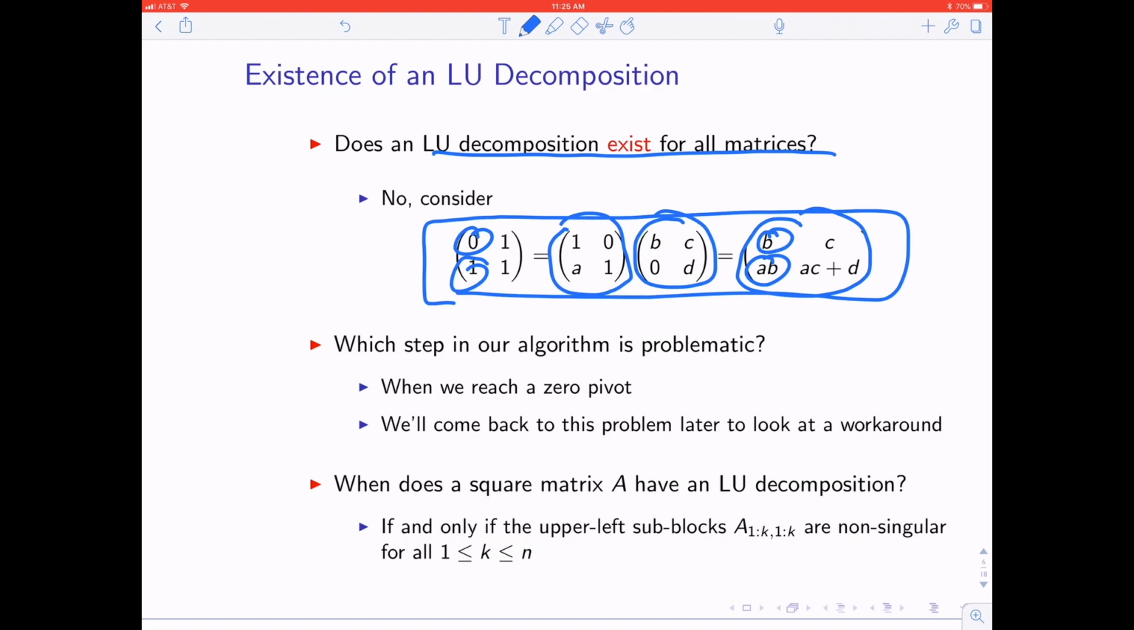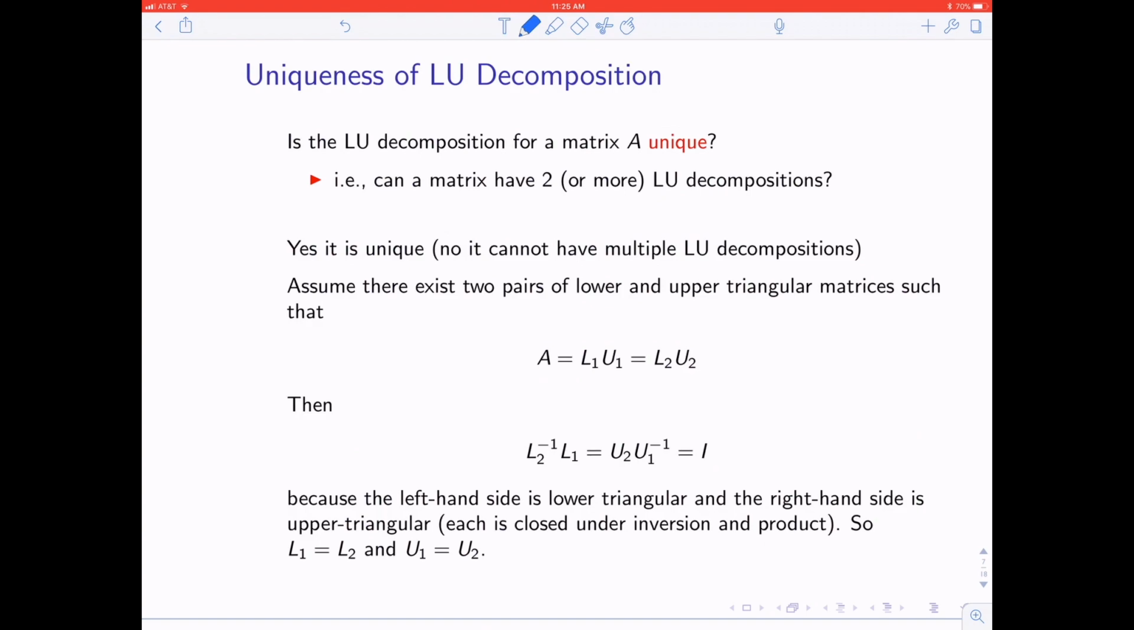In fact, we won't prove this, but we can ask when a square matrix has an LU decomposition, and it turns out to be if and only if the upper left subblocks are non-singular. We should also ask if LU decomposition is unique, and the answer is yes, it is definitely unique. For a matrix A, if it has an LU decomposition, there's only one of them. And so there's a quick way to show this.